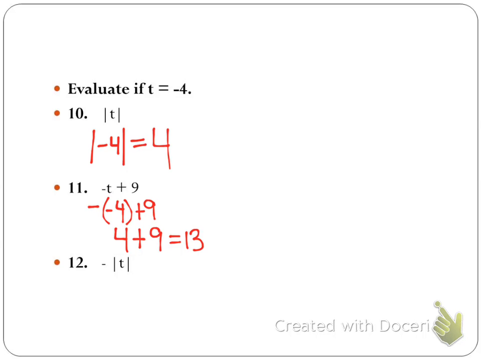All right, on number 12, once again, that negative sign out in front stays out there. We have to plug in the negative 4 for t. So make sure your bars are nice and tall so they don't look like ones. The first thing we need to evaluate is the absolute value. So that minus sign out in front is going to stay there. And we're just going to replace the absolute value of negative 4.